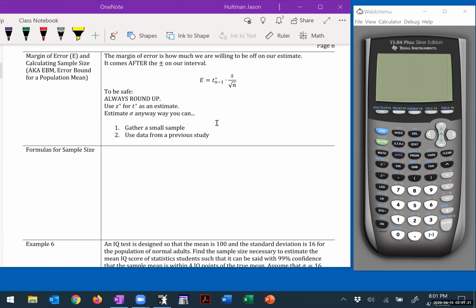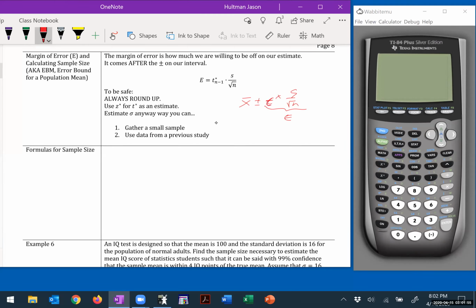We're just taking this formula for the error. Remember, this error is really just X bar plus or minus T star times S over the square root of N. That is E. They're calling this E for error. It's really the margin of error, but they're calling it E for error. That's how much error we're off, plus or minus.